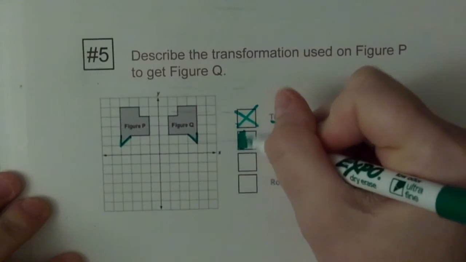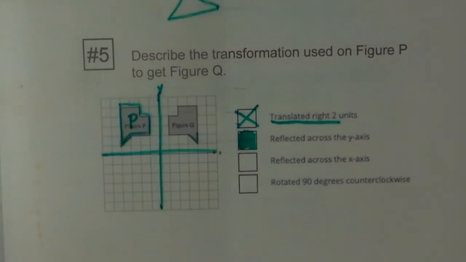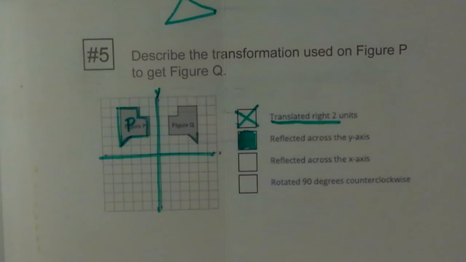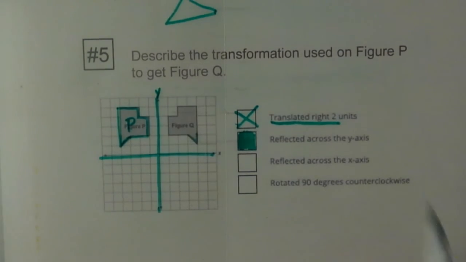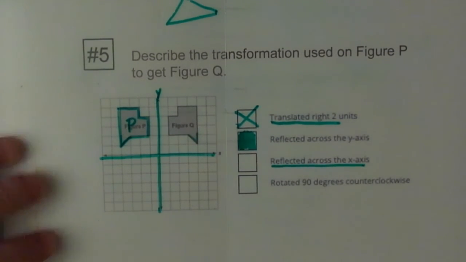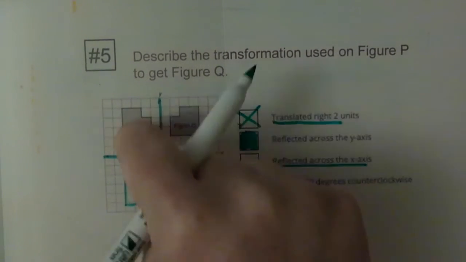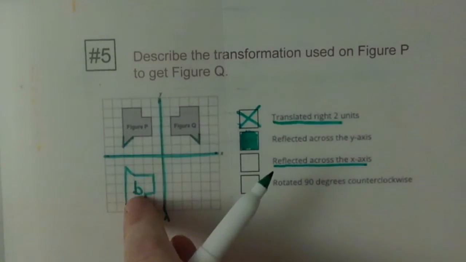But again, this is the review. These are examples for the test, so it might not actually be a reflection over the y-axis. It could be over the x, or it could be rotated. So let's do all of them to practice. Reflect over the x-axis. That means I'm going to reflect down. Reflect over the x-axis means it flips down.